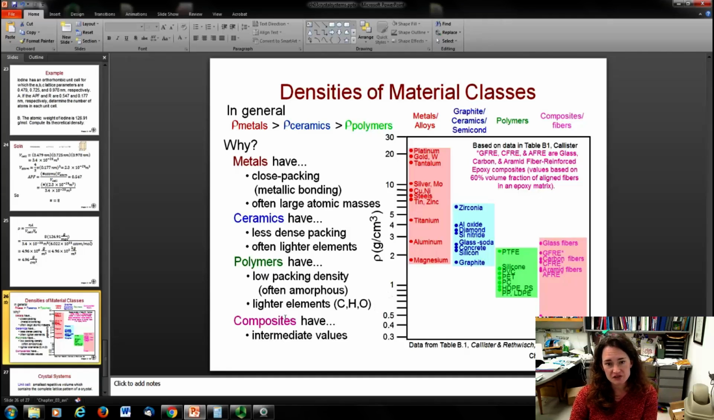And then composites, of course, are a blend of all the materials, and so they're going to have intermediate values for all of these things because they're going to be, for example, a blend of a metal and a polymer or something like that. So you're going to have sort of a range of values, and it depends on what the constituents of your composite are as to what the final value is.